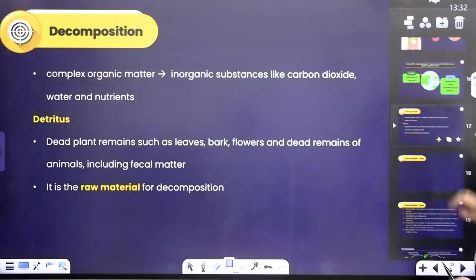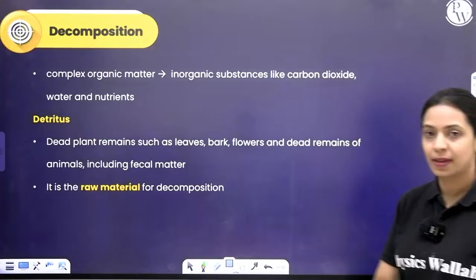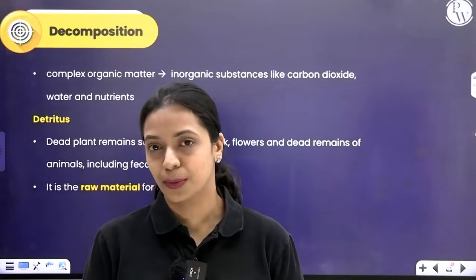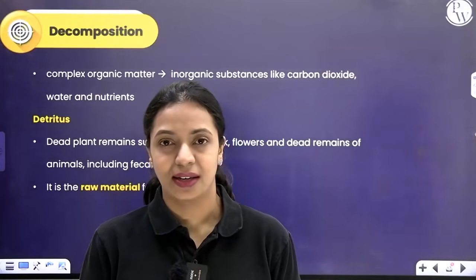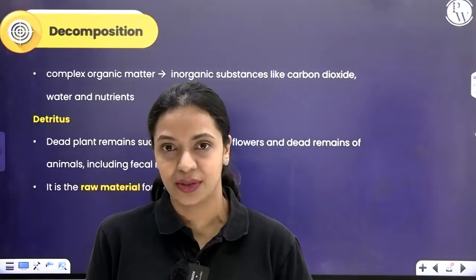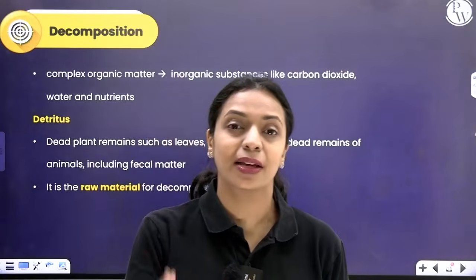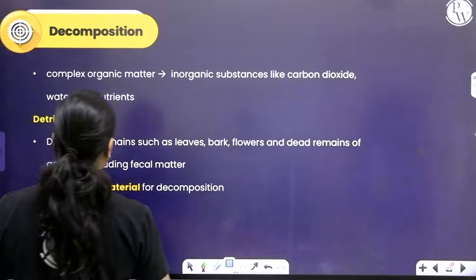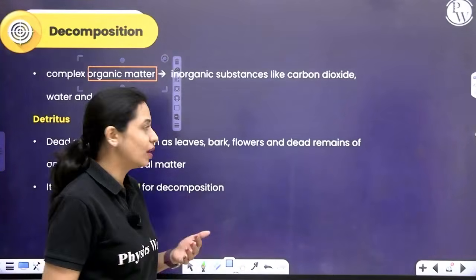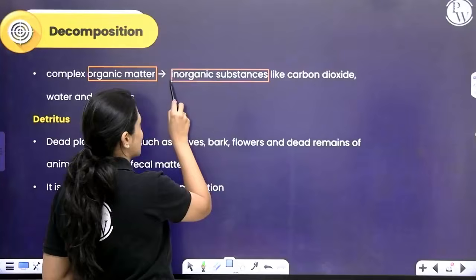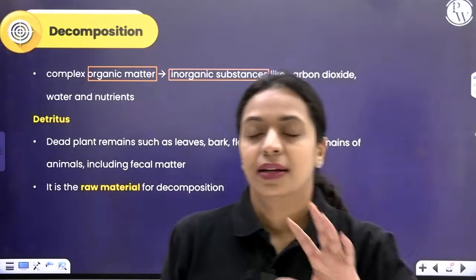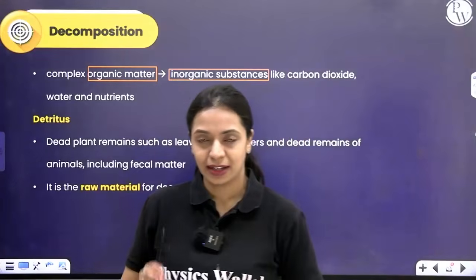Now let's move on and learn about decomposition. This is the second functional aspect in an ecosystem. What is decomposition? It is a process. What is happening in this process? Something is getting broken down into something. Something complex is getting broken down into something simpler. What is getting broken down is complex organic matter. What is it getting broken down into? It is getting broken down into simpler inorganic substances such as carbon dioxide, water, and other nutrients. Now, for decomposition to happen, a raw material is required.